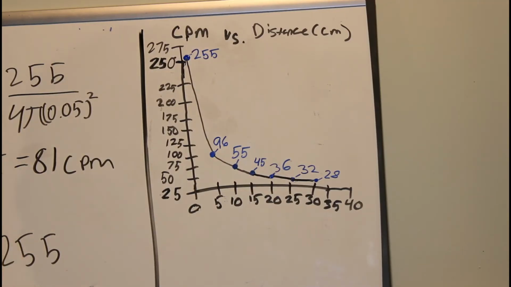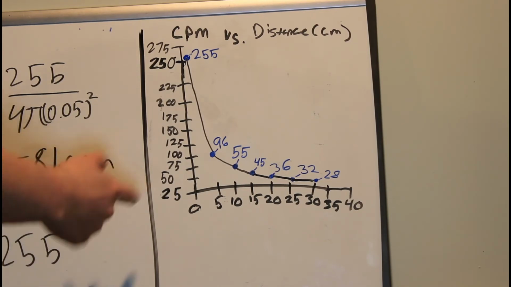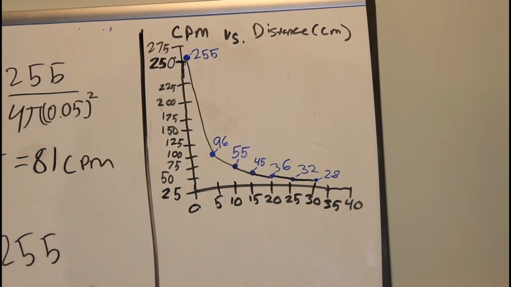Okay, so I've graphed the remainder of the points, and we can see that this appears to be an inversely proportional graph from our distance to our intensity of radiation. Now, from 5 centimeters we get a counts per minute of about 96. So it's not perfectly 1-to-1 with what we mathematically expect, but it's about right.